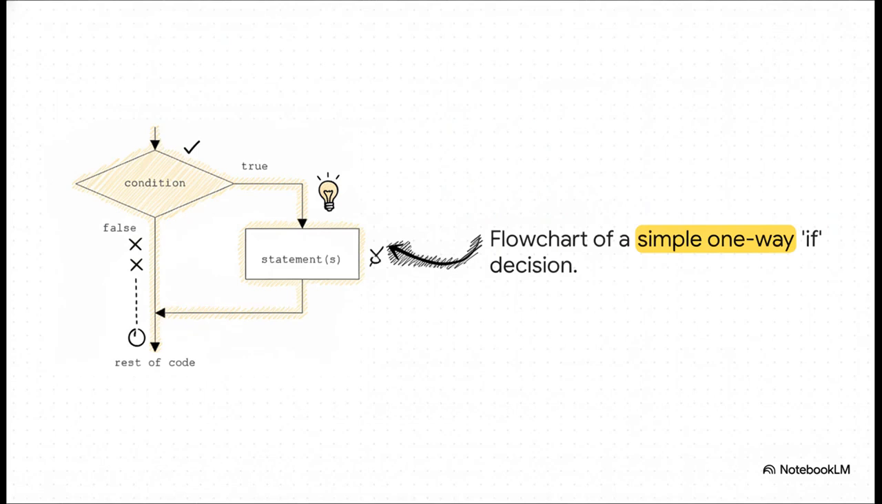Now, what's really interesting about this slide is the visual breakdown. See that diamond shape? That's our condition. If it evaluates to true, the flow travels to the right, executes the statement block, and then rejoins the main path. But look at the false path. It just goes straight down. It completely bypasses the statement block and moves right along.